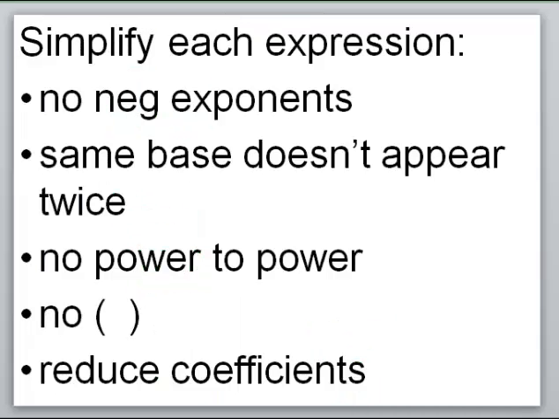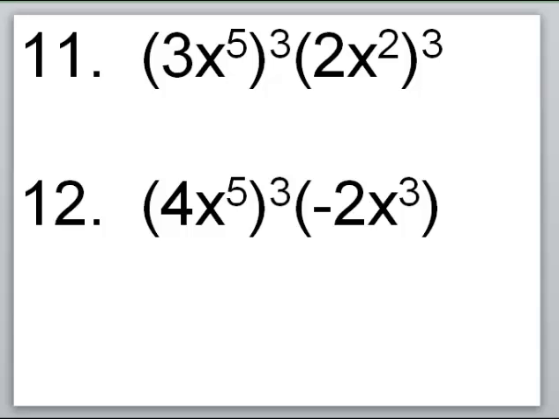Continuing on, we're going to simplify each expression, which means that we will not have any negative exponents. The same base will not appear twice. We won't have any power to powers. We'll have no parentheses, and we'll reduce all our coefficients. So we're going to look at some more complicated problems, and we're going to have to make sure that we're going through each of those things. So we're going to get rid of all the parentheses first. And so we're going to raise these all to this power.